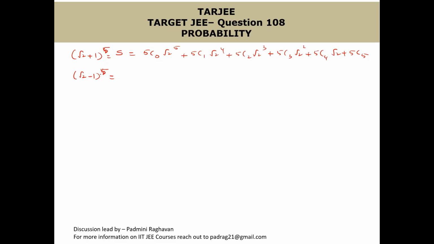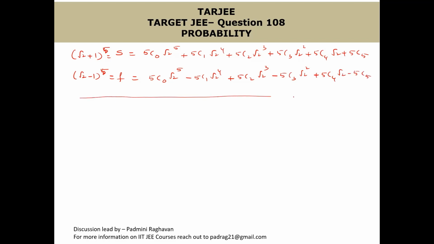Any number between 0 and 1 raised to power 5 will be a small fractional value. Let me call it F. So the same series with the negative signs in between: minus 5c1 root 2 power 4 plus 5c2 root 2 cube minus 5c3 root 2 square plus 5c4 root 2 minus 5c5. What we are going to do is subtract one series from the other, S minus F.